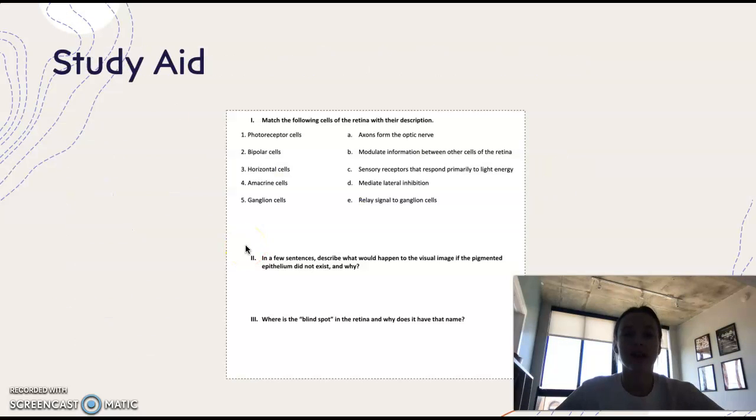For my study aid, I created a little worksheet with three questions, one matching question and two short answer. The first question just asks you to match the different neuronal cells of the retina with their accurate description. The second question asks about the pigmented epithelium and what would happen if we lacked it. And the last question is just about the blind spot and why it has that name.